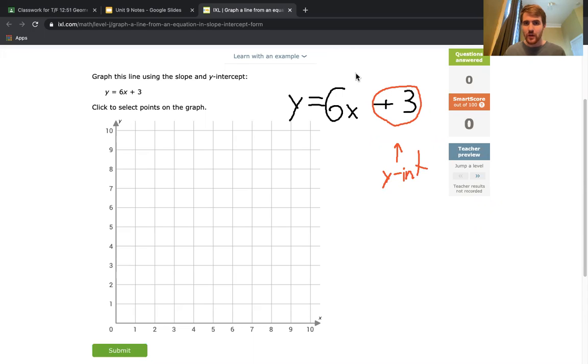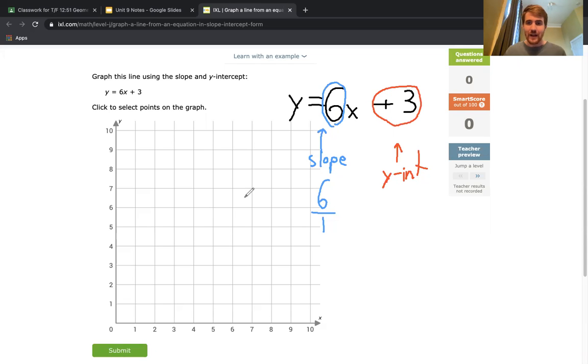Then we have to find the slope. Again, the slope is the number with the x. It's not the x, the slope is not 6x, it's just 6. So this is the slope. And when we have the slope, it's always best to write it as a fraction. So if you have a whole number, if it's not already a fraction, just put that whole number over 1 because 6 is the same as 6 over 1.